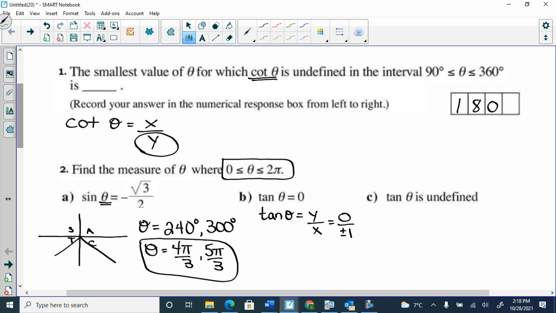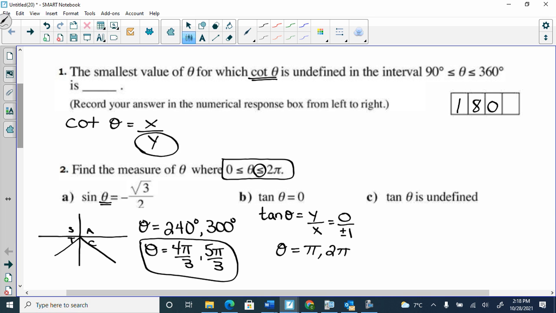So where is y 0, and x is plus or minus 1's at? At your x-axis, which is pi and 2 pi. And it includes the 2 pi because this has an equal sign. Watch though, because sometimes they won't put equal signs under there. Then if you give 2 pi, you're wrong. Correct? So theta would equal pi and 2 pi.